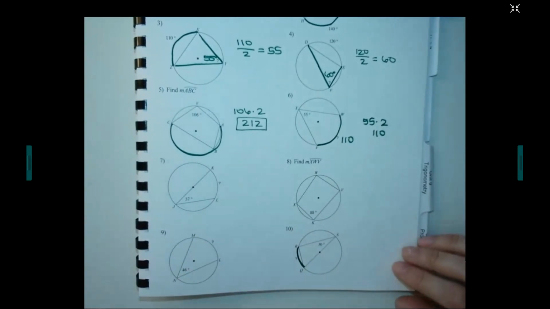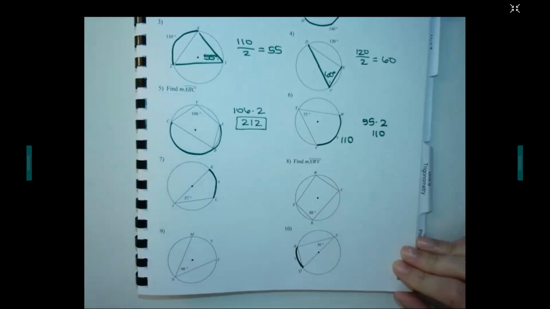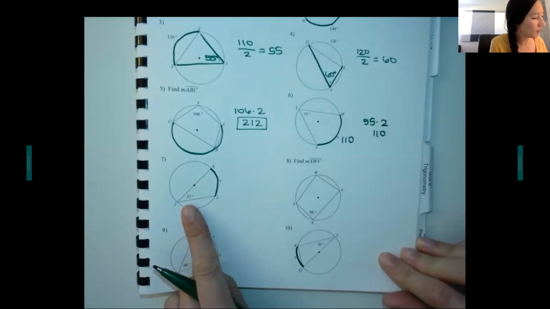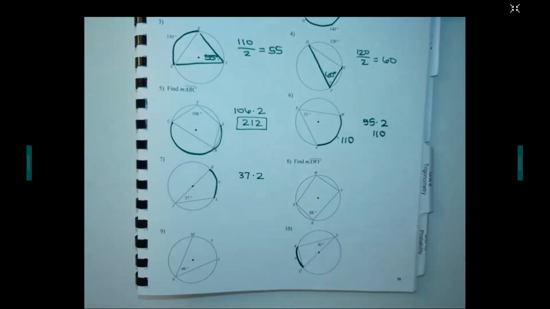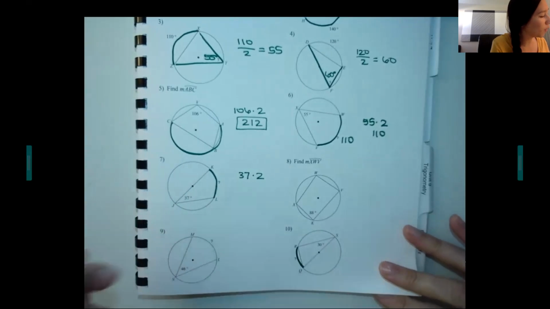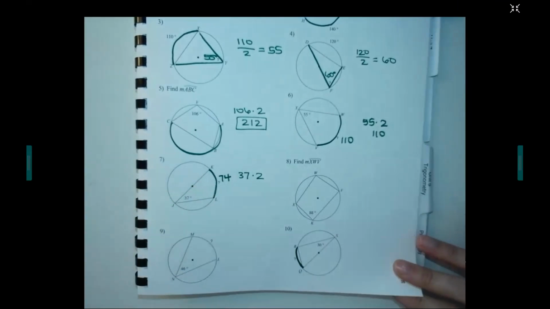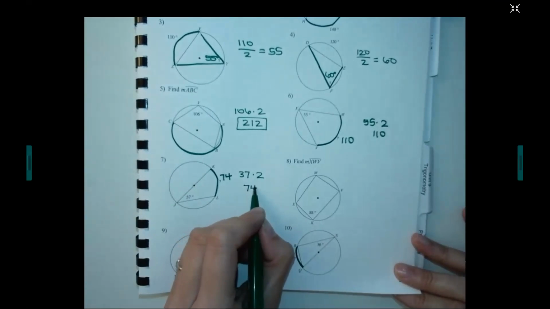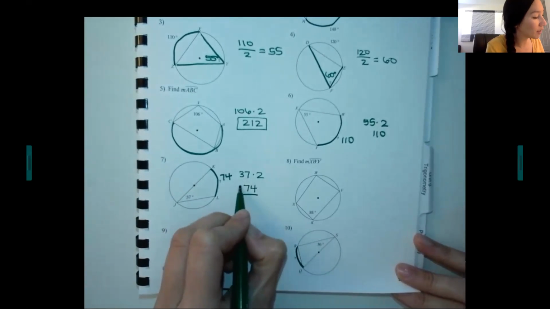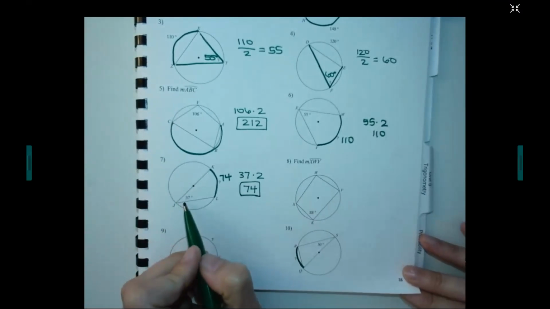111. And how did you get that? By multiplying it by 2. 37 times 2. Okay, great. What do you get when you multiply 37 times 2? 111. Oh, wait, I accidentally added. So 37 times 2 is 74. So it'd be 74. I got kind of confused.